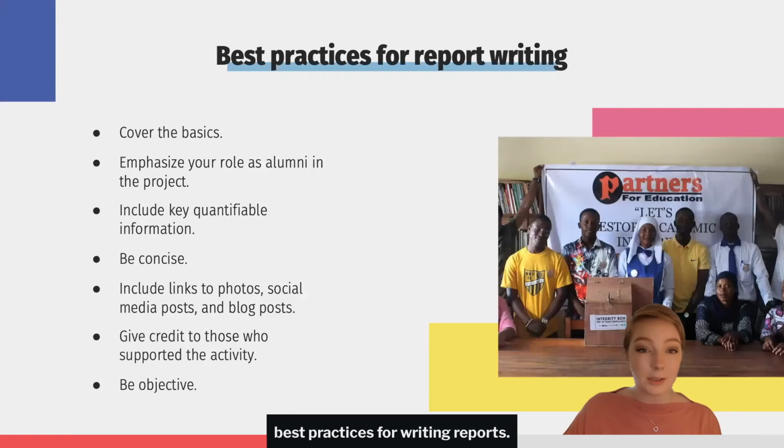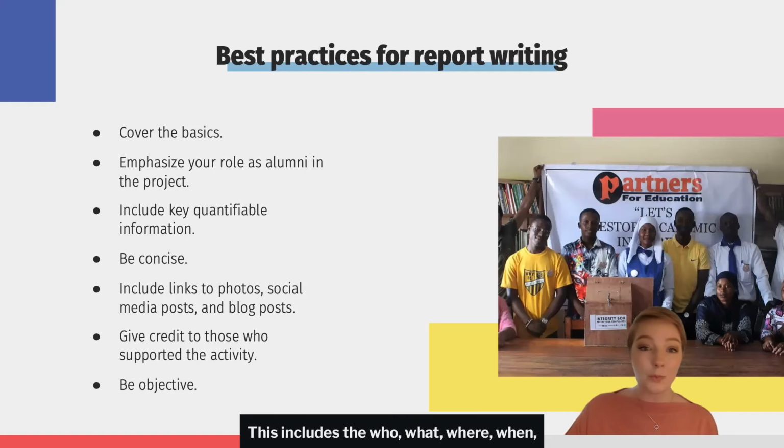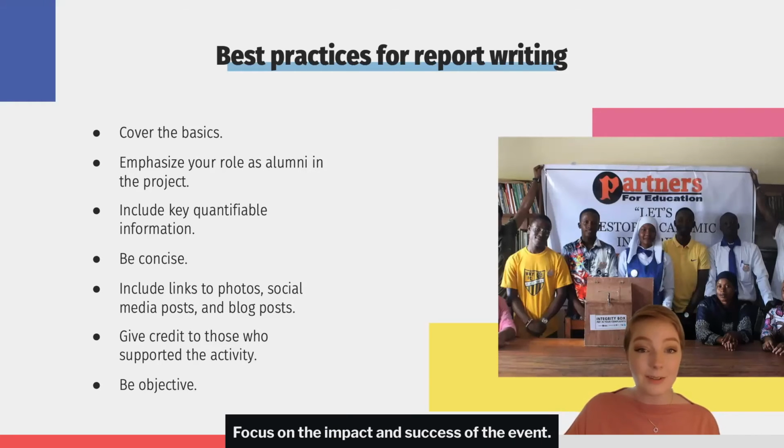So now let's talk a little bit about best practices for writing reports. First, cover the basics. This includes the who, what, where, when, why, how much, and how many. Emphasize your role as alumni in the project. Include key quantifiable information, such as number of volunteers, participants, and even beneficiaries. Be concise, focus on the impact and success of the event.